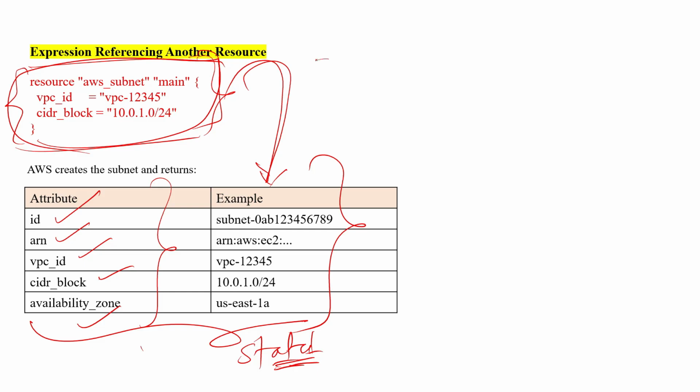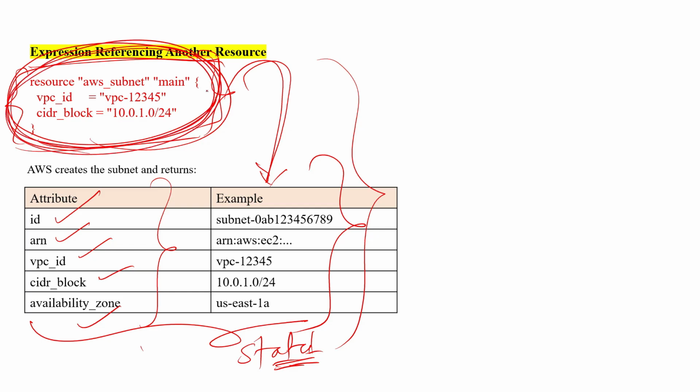Now here, if you see, we have created one subnet. After creation of the subnet, some new values are generated and stored, like the ID. Each and every resource has a corresponding ID. Here we have specified the VPC ID and the CIDR block to create the subnet. The ID is a new value that has been returned by AWS along with the ARN and availability zone. Now suppose that at some place in your code you want to get the ID of the subnet that has been created dynamically.